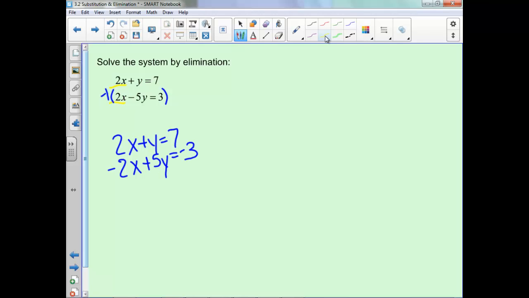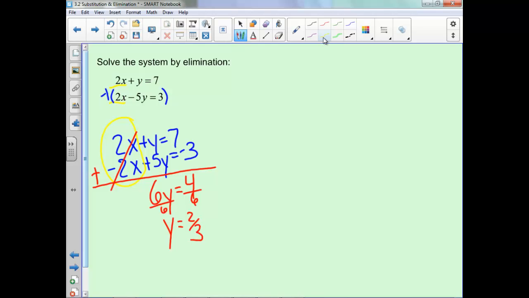Now notice the x's have those opposite coefficients. So now when we add our two equations, those will go to 0. 1y plus 5y is 6y. 7 plus negative 3 is 4. When we divide both sides by 6, we can simplify and get 2/3.